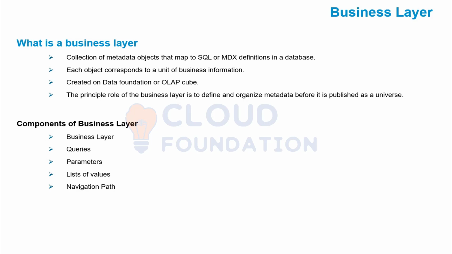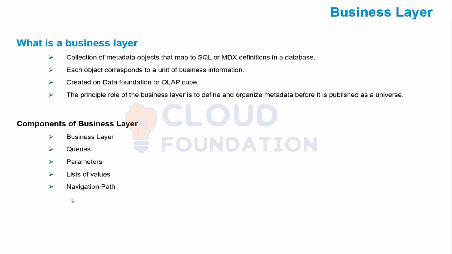Even business users can create ad hoc reports on their own with limited training. If our business layer is clear, they can create a few of the reports for their analysis purposes as well. So these are the components of the business layer: business layer, queries, parameters, list of values, navigation path. Navigation path is like a hierarchy. If we have objects like region, country, state, city, that itself is a hierarchy.